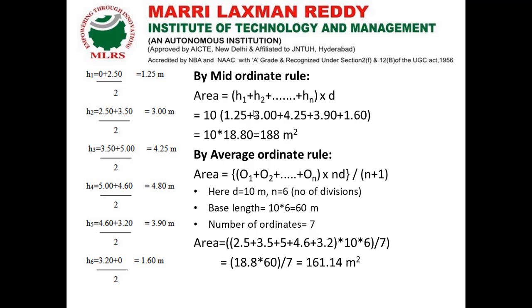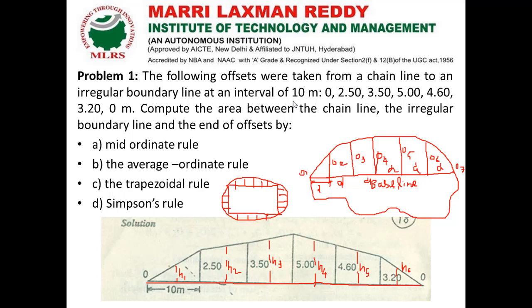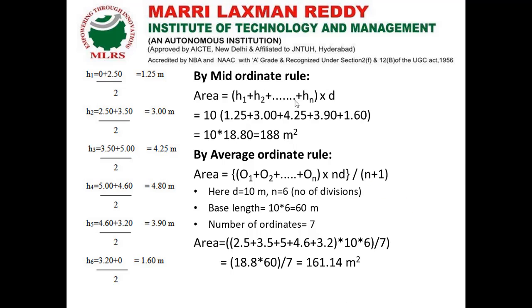Now the area is, here the distance they have mentioned is a 10-meter interval. So 10 is d, so 10 into these mid ordinates: 1.25 plus 3 plus 4.25 plus 4.8 plus 3.9 plus 1.60. By adding up we are getting the answer of 188 meter square.